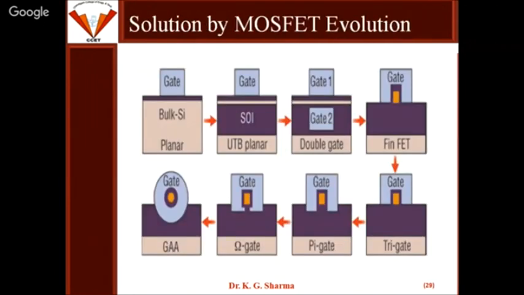So now we are moving towards another solution, which is there with the MOSFET evolution. In a MOSFET we are basically having source, drain, and gate. If we talk about the planar MOSFET, as we are shrinking the size of the MOSFET, what is happening? Because of the reduced channel length, we are having the short channel effect. In long channel MOSFET, there was no problem. If we plot the graph, the subthreshold slope is almost constant with the gate voltage and with the drain voltage.